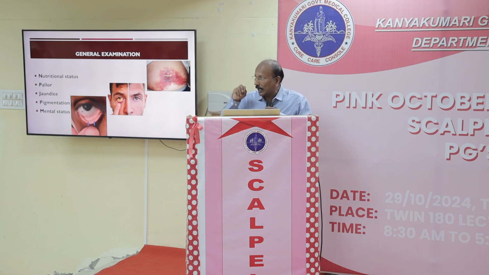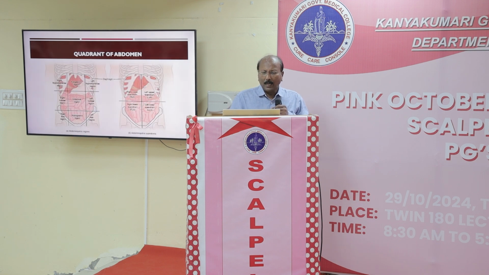You will have to look for jaundice, how you look for jaundice, and how you look for anemia; you should know. Then pigmentations, right? Then mental status. These are roughly all about the general examination of the patient. Coming on to the quadrants, I have already told about that.